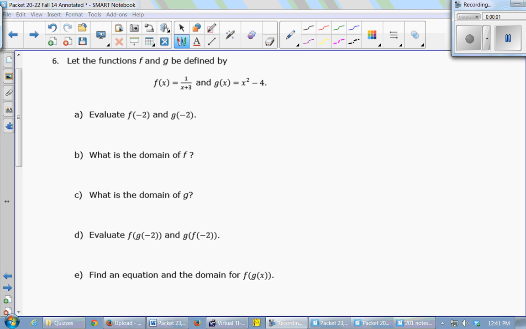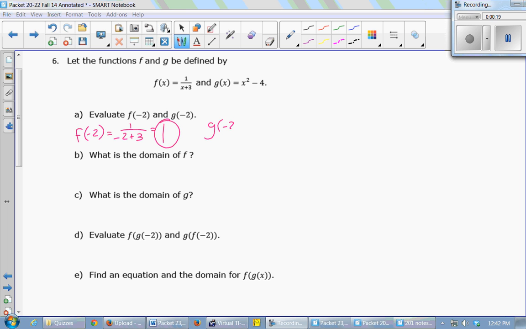We have two functions, f and g. f is 1 over x plus 3, and g is x squared minus 4. f of negative 2 means plug a negative 2 into the f function for x. So f of negative 2 would be 1 over negative 2 plus 3, which is 1.